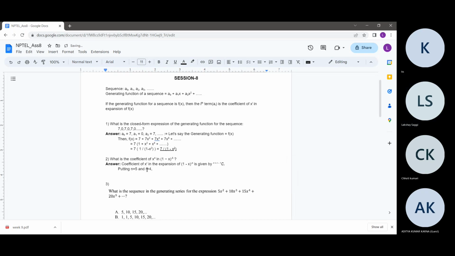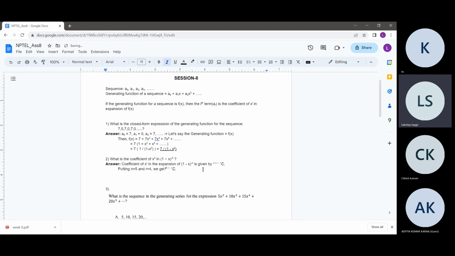Putting n equals 5 and r equals 4, I copy the formula again: 5 plus 4 minus 1, choose 4. This comes out to 5 plus 4 is 9, 9 minus 1 is 8. It is nothing but 8C4. You can calculate 8C4, and it comes out to 70. So this is the final answer here.